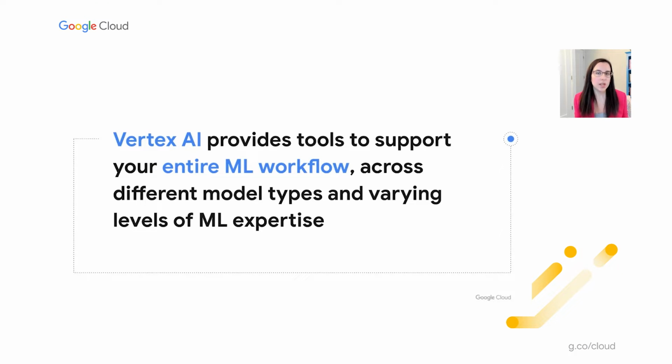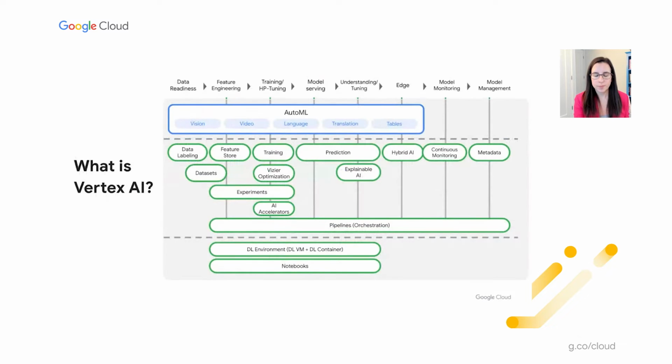First off, what is Vertex AI? Vertex AI provides tools to support your end-to-end machine learning workflow, all the way from gathering your data to training models, to deploying those models and managing those deployed models in production. It supports different model types and varying levels of ML expertise. So whether you're new to ML or have a lot of experience building custom machine learning models, Vertex AI has tools to help you out.